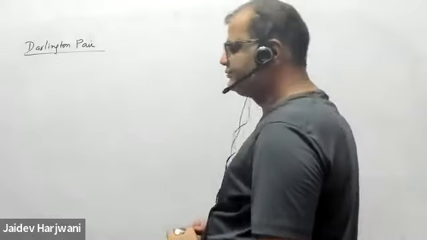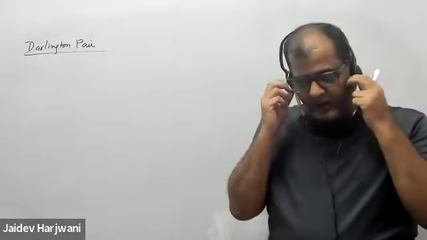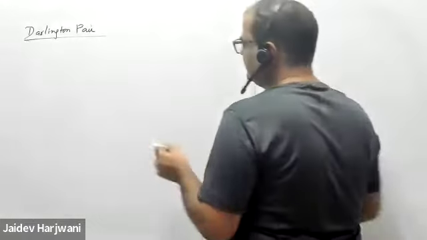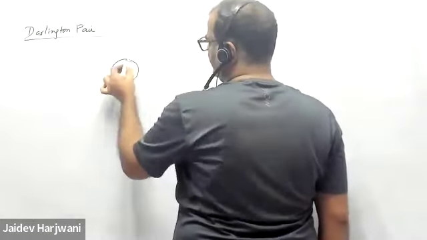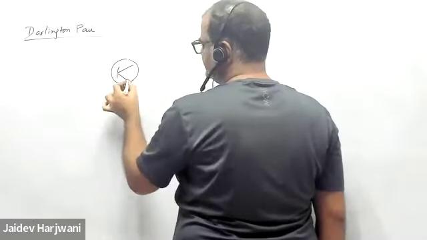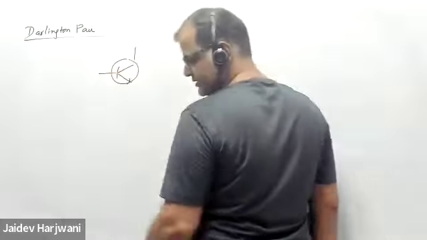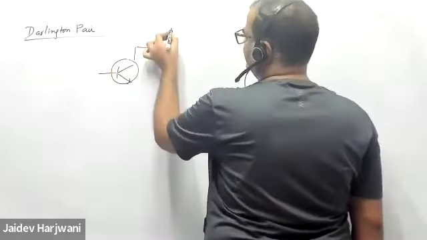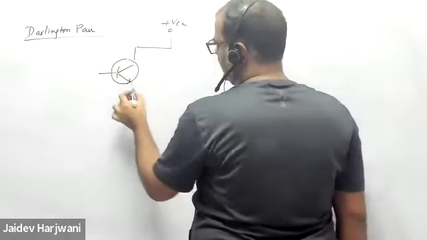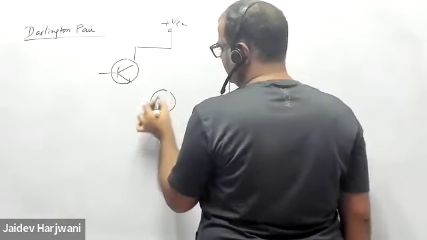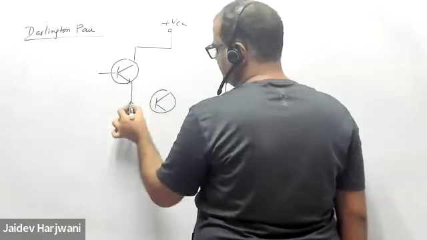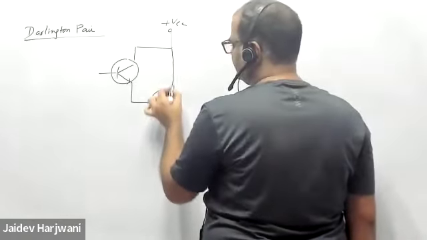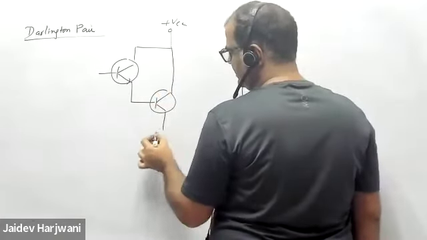Darlington pair means a pair of two transistors which are always connected and come in a packaging, always together. The purpose of this is increasing the emitter current. Say this is my one transistor, and I'm applying plus VCC here. Now I have one more transistor connected like this, and this goes to ground.